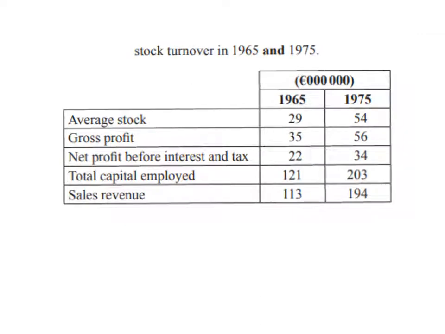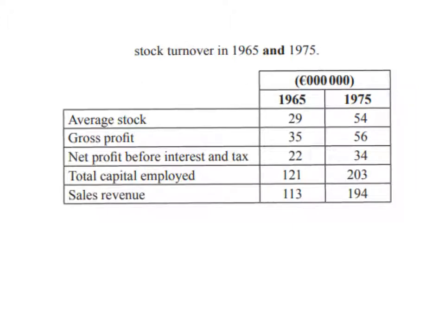Now, to put this into practice, I found a past paper with a stock turnover question. The dates are a bit random. It's not that old, only from a few years ago, but they've got the dates of 1965 and 1975. They're giving you the average stock of 29 million and 54 million, but they don't actually give you the cost of goods sold, so you have to calculate that. So it creates a new element to this question and makes it a little bit more challenging.